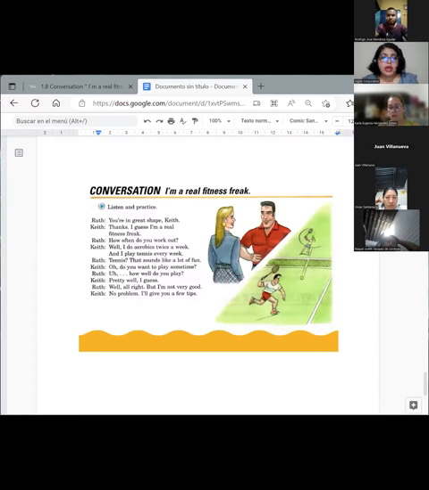That is another question using how. ¿Qué tan bien juegas? And we have just two different questions using how.